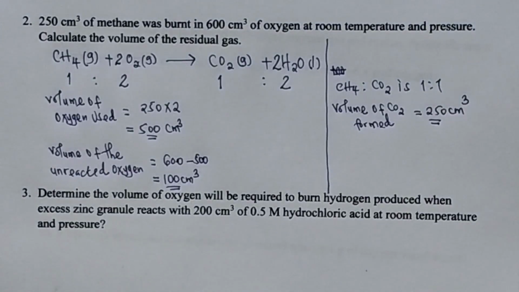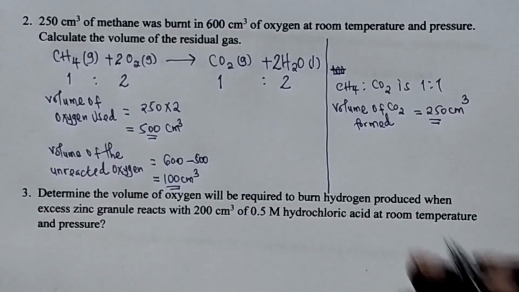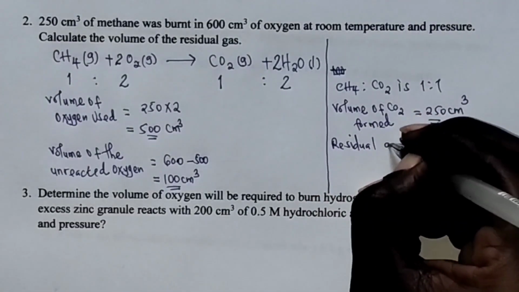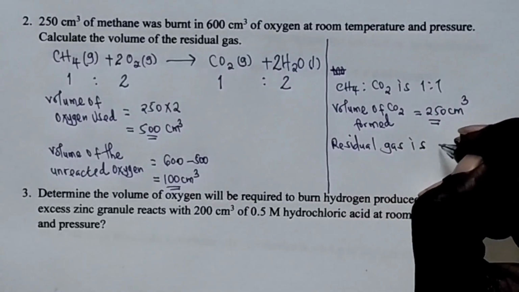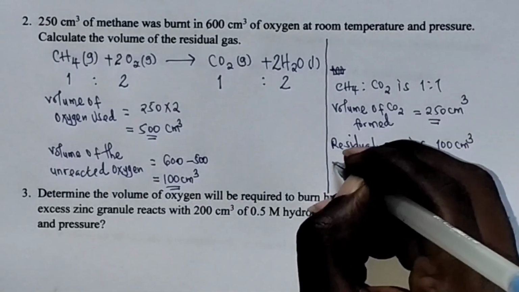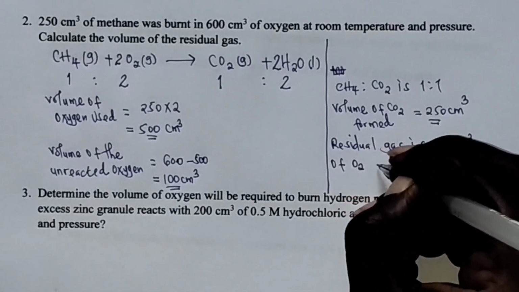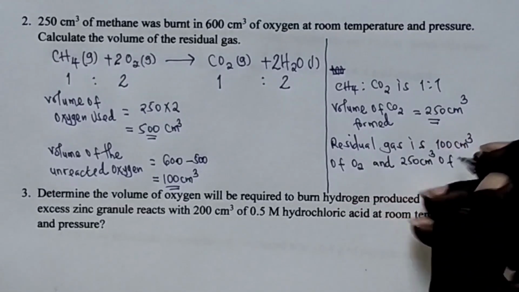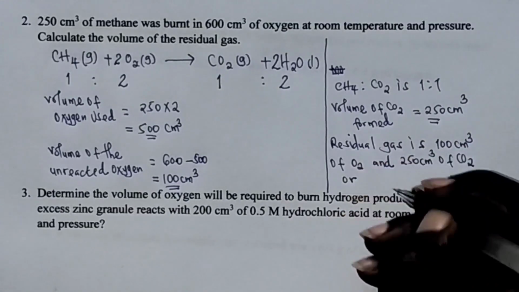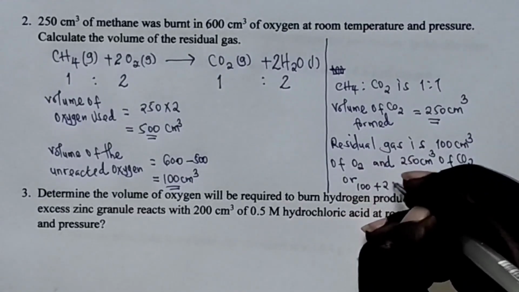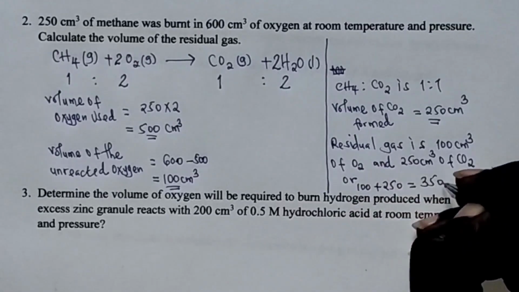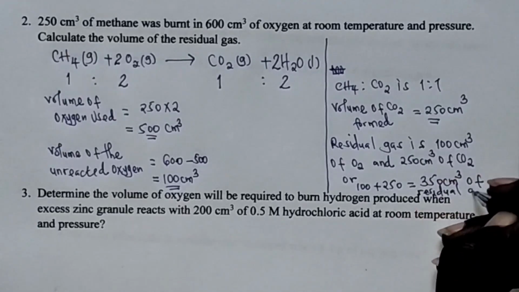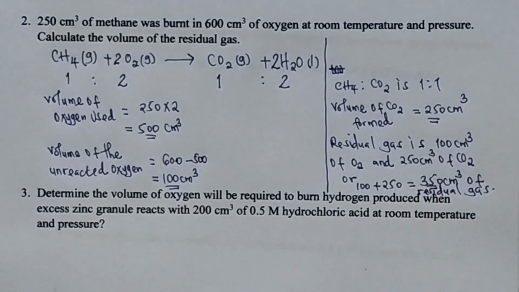So we are told to calculate the volume of the residual gas. So we can say the residual gas is 100 centimeter cube of oxygen gas, and we are having 250 centimeter cube of carbon dioxide gas, or we can say 100 plus 250, this will be 350 centimeter cube of residual gas. That's how we can answer that question.